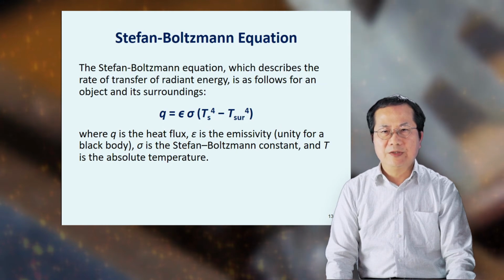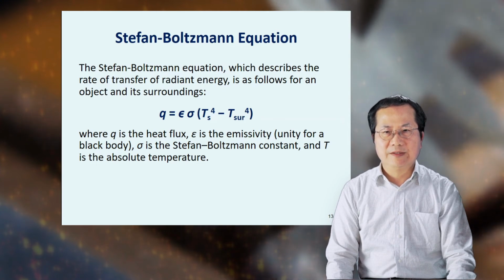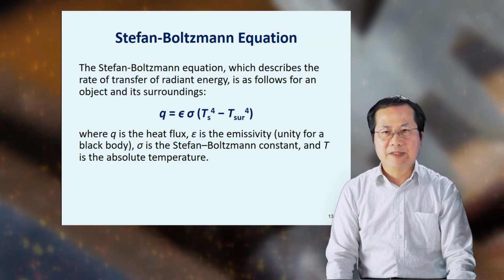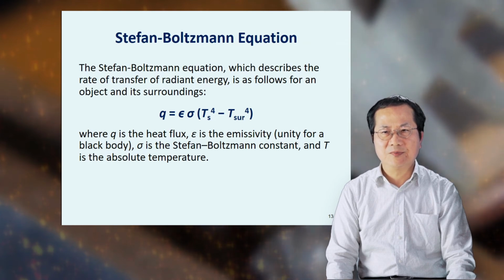The Stefan-Boltzmann equation, which describes the rate of transfer of radiation energy, is as follows for an object and its surroundings. q is equal to epsilon times sigma times (the fourth power of Ts minus the fourth power of T surrounding), where q is the heat flux, epsilon is the emissivity, unity for a black body, sigma is the Stefan-Boltzmann constant, and T is the absolute temperature. Radiation is physically only important for very hot objects or for objects with a large temperature difference.